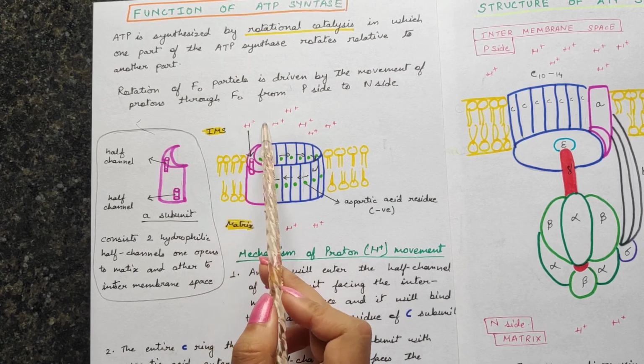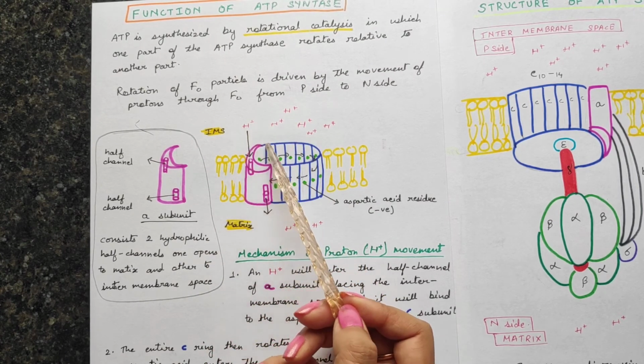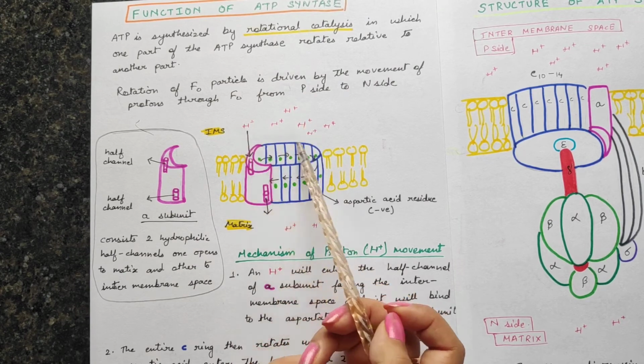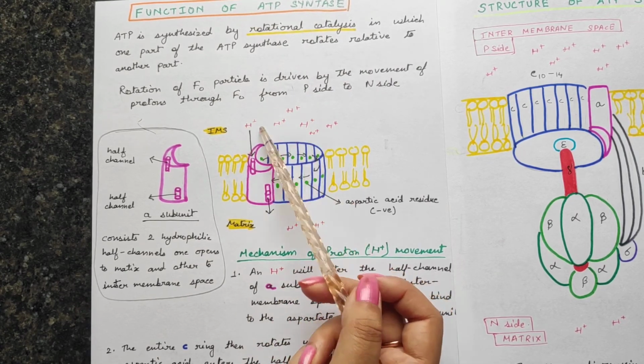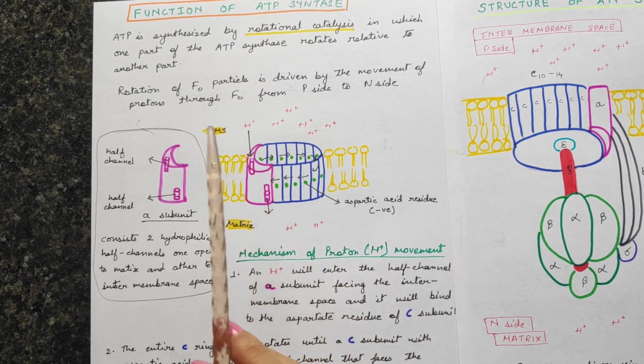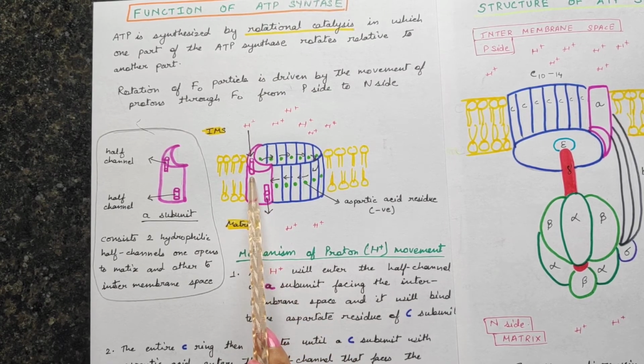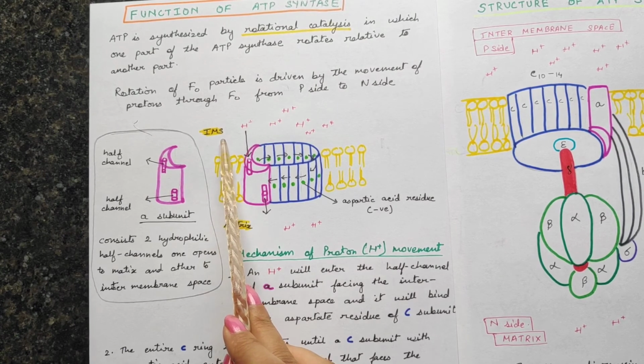So now what will happen, since there is a huge concentration, that is the proton motive force, since there is a huge amount of proton motive force in the intermembrane space as compared to the matrix, a huge electrochemical gradient, therefore this hydrogen ion will easily enter inside the half channel of the A subunit towards the intermembrane space.